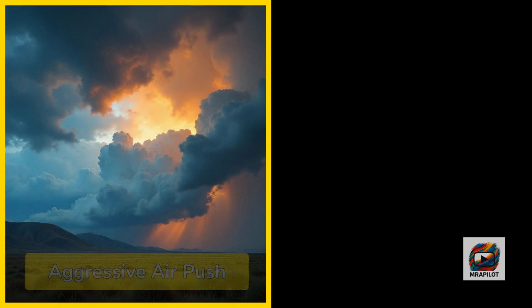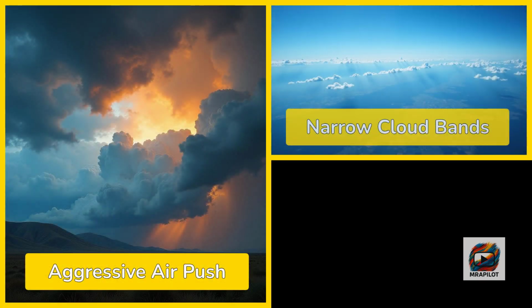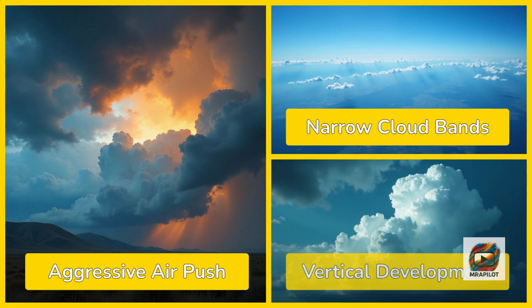Cold fronts, on the other hand, push under warm air aggressively. They produce narrower cloud bands, but with more vertical development. Expect cumulus, towering cumulus, and often cumulonimbus. Cold front passages bring gusty winds, showery precipitation, and possible thunderstorms. The ride may be rough, but visibility clears up quickly behind the front once the air mass stabilizes.